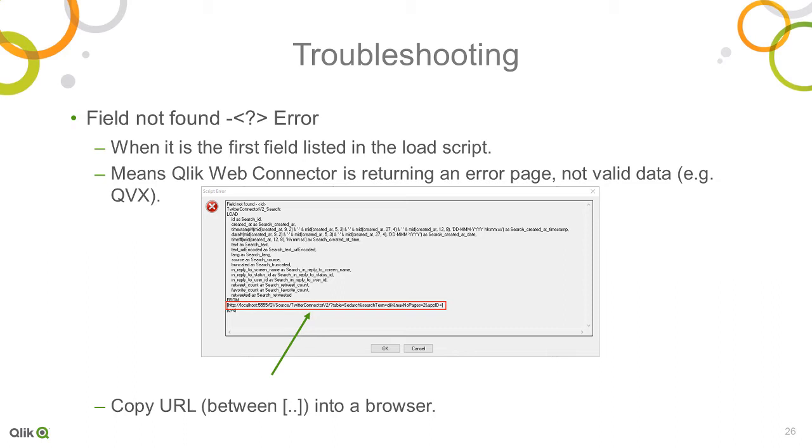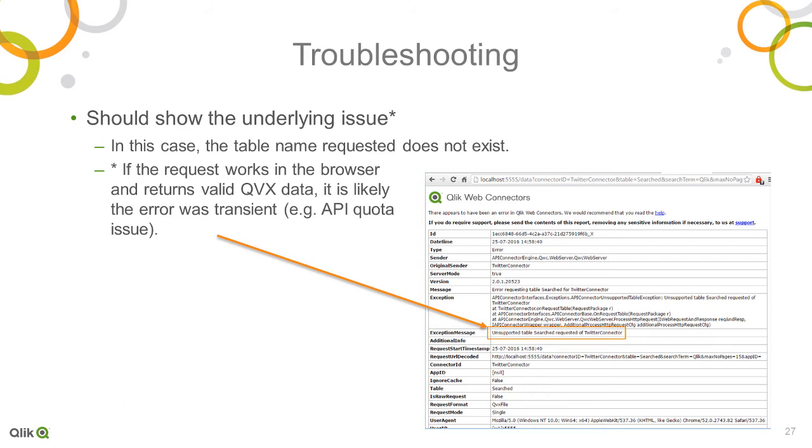We'll look a lot closer at that in the demo, and put it into a browser. Because if the web connector is not able to get to the data that it needs, it will give you a nice error page, which will look a bit like this. Hopefully with an exception that will tell you what's actually going on. In this case, you can see it here, right?